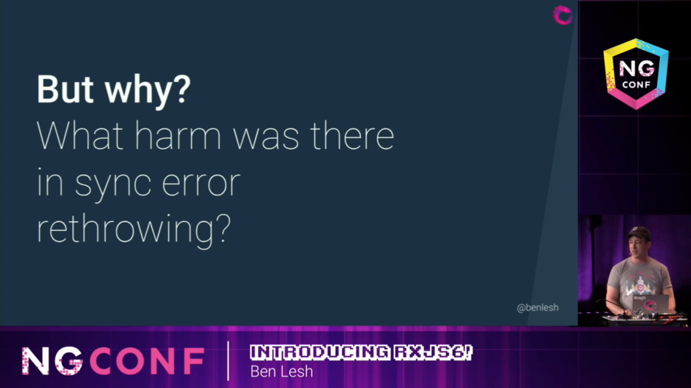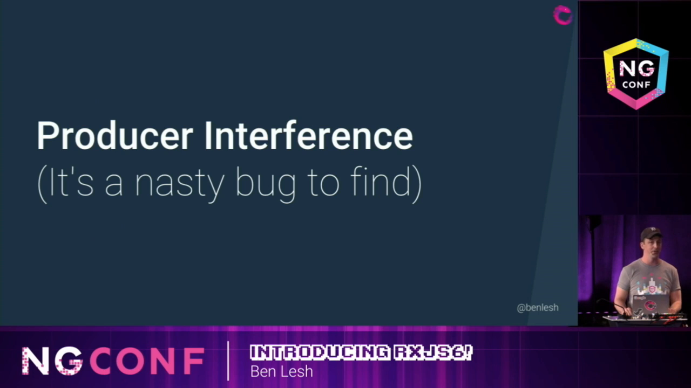So the question then becomes, but why? Why did we change the error throwing behavior? There's this little thing called producer interference, and it's one of the nastiest bugs that you'll ever come across because it's like a cross-team sort of bug that you'll see. And I ran into this at Netflix, and it was one of the reasons why there was discussions with the TC39 about why we're going to change this behavior even in the observable proposal.